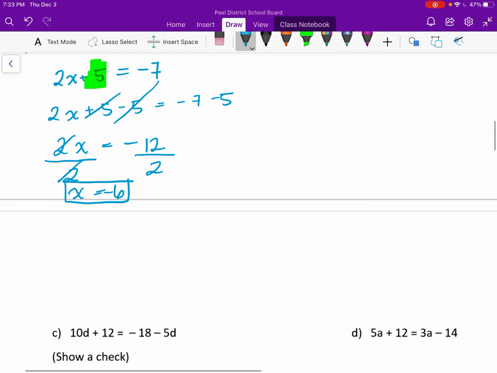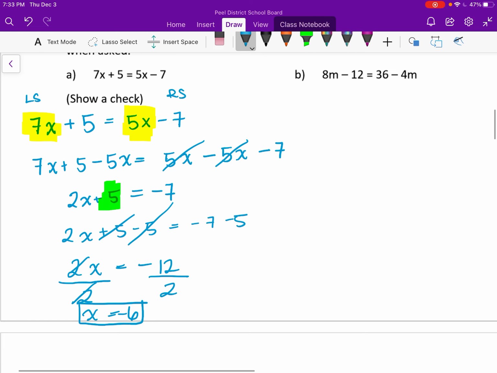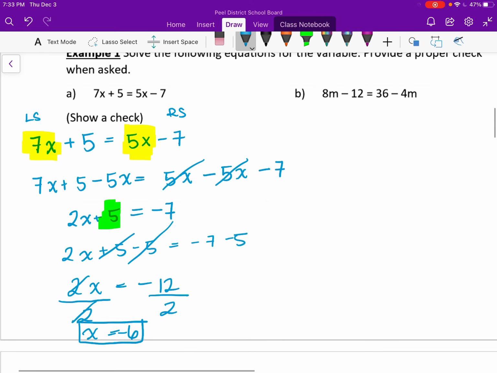Okay, if I wanted to check this answer, how I could do that is I could just plug back in negative 6 into this original equation. So I want to check it in orange. So I'm going to do 7 times negative 6 plus 5 is equal to 5 times negative 6 minus 7. And I'm just going to make sure my left side equals my right side.